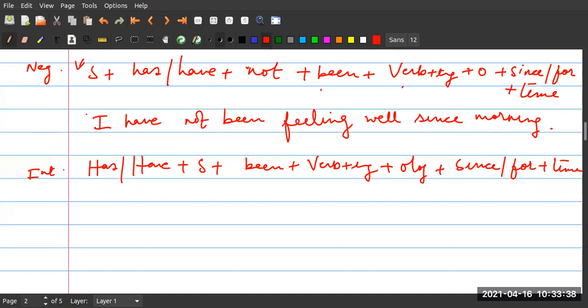Yes, ma'am. Chalo, you give an example of a sentence in present perfect continuous interrogative. Ma'am, have Sheena been working since last night? Okay. Has Sheena. Sheena is singular, so you will not use have. Okay, good. Has Sheena been working since last night? Okay.